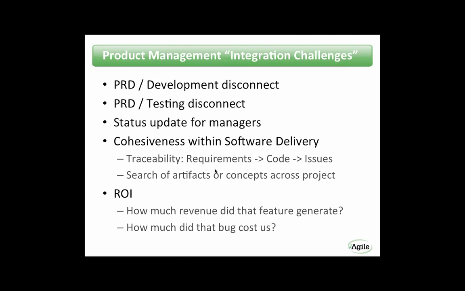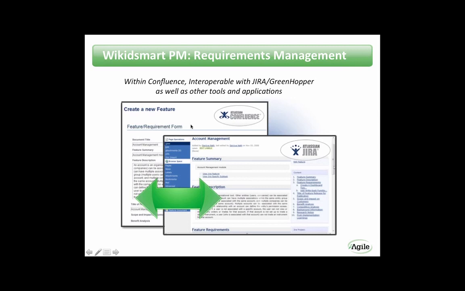And it's really difficult to measure ROI. So how do we really capture how much revenue was generated for that feature, or how much revenue did that bug cost us? Those are just a couple of very high-level examples. It's very hard to track what's going on and what the ROI is, and that's what Wicket Smart PM helps with, to resolve all of these. And we do that thanks to capturing things in a structured way, mapped to our knowledge model, which allows us to have deep interoperability and integration, particularly with JIRA and also with testing.